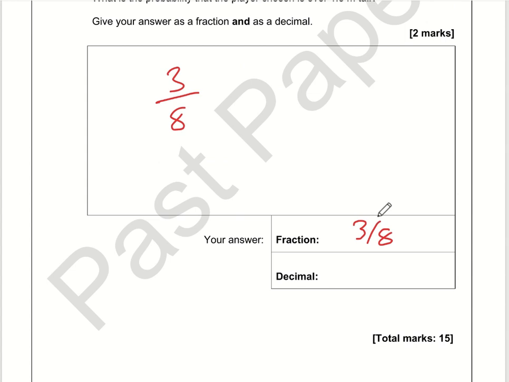Now, to turn the fraction into a decimal, remember that this line here means divide, and 3 divided by 8 is 0.375. So to turn a fraction to a decimal, remember, just divide the top by the bottom, so 0.375. Okay, let's move on.